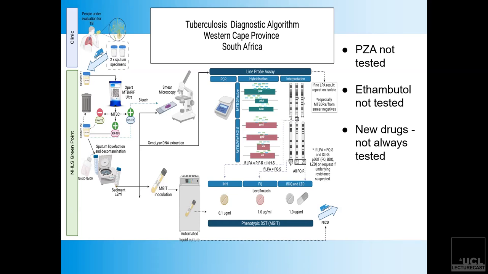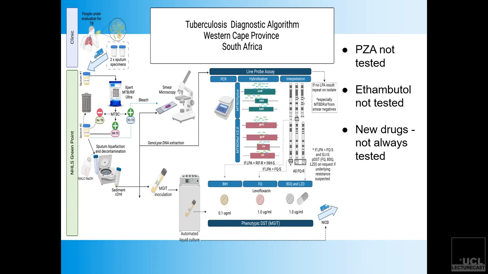This algorithm is from South Africa, but pretty much it represents what is happening in Zambia as well. The patient gives a sample, Xpert comes to us, we do our microscopy, we do our extraction, we do our line probe assay and our phenotypic testing. Typically in Zambia as well, we do not test for PZA, ethambutol, and the like. We just don't do it.